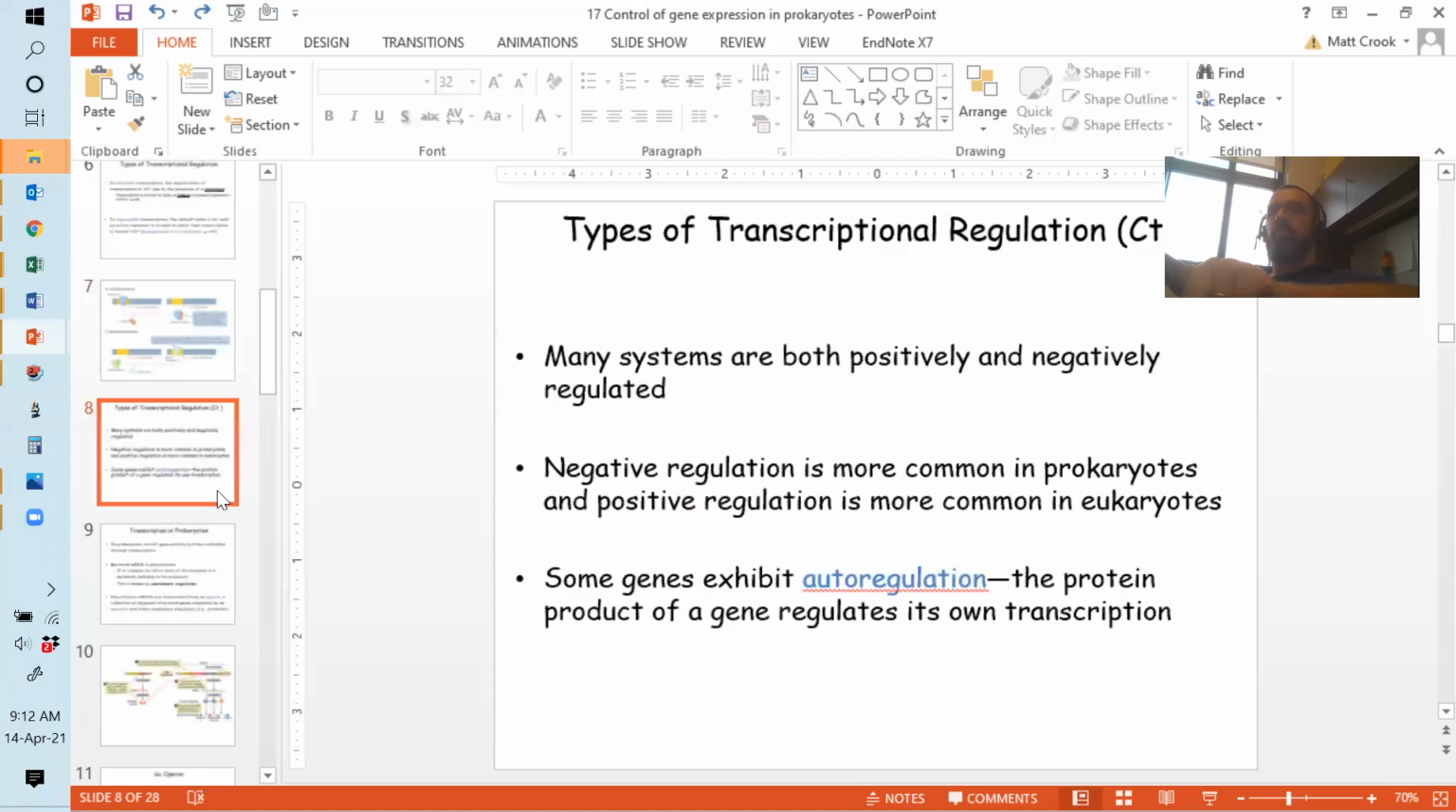Also, negative regulation is typically more common in prokaryotes. In prokaryotes, most genes are normally on unless they're actively turned off. Right? Whereas positive regulation is more common in eukaryotes. So in eukaryotes, like you and me, most genes are normally off, and then we turn them on when we need them to, right? So it's a very different approach, essentially, right? Both have their pluses and minuses.